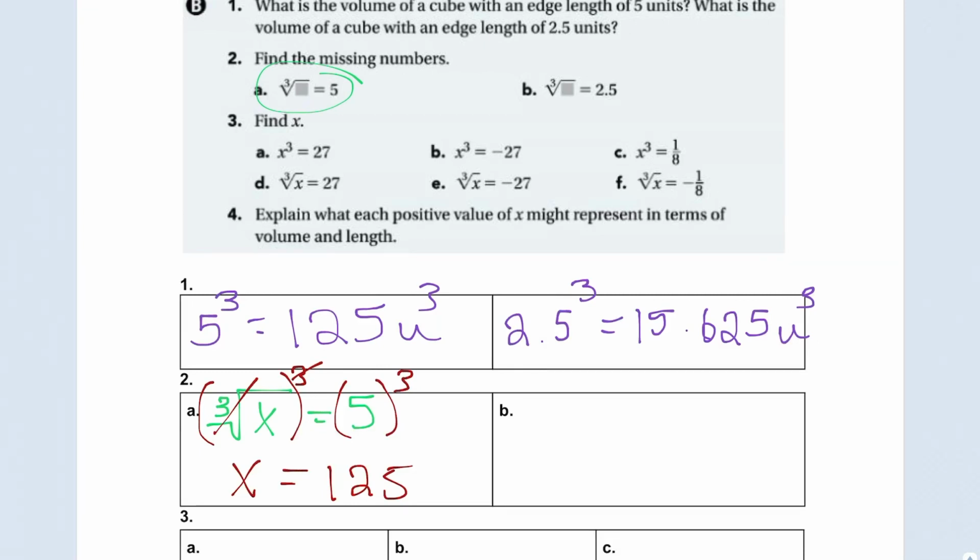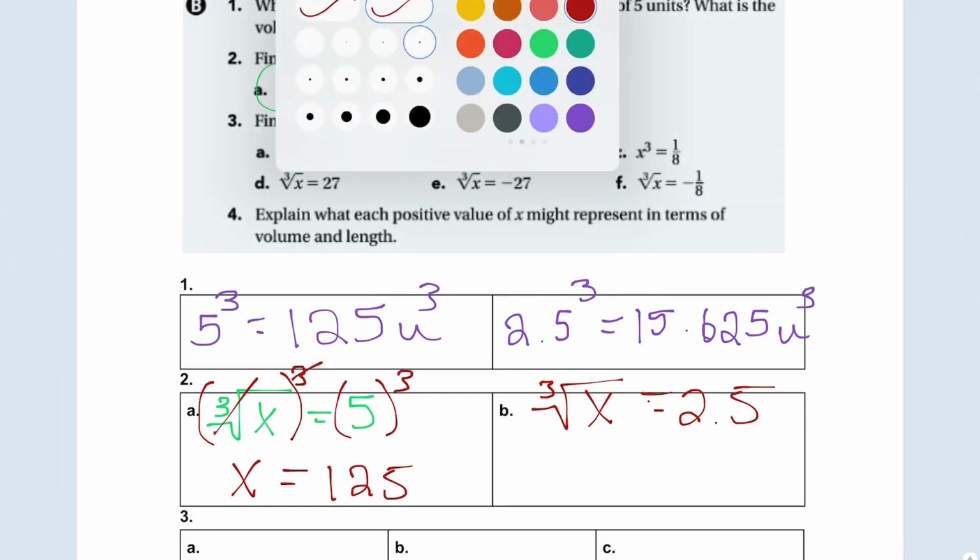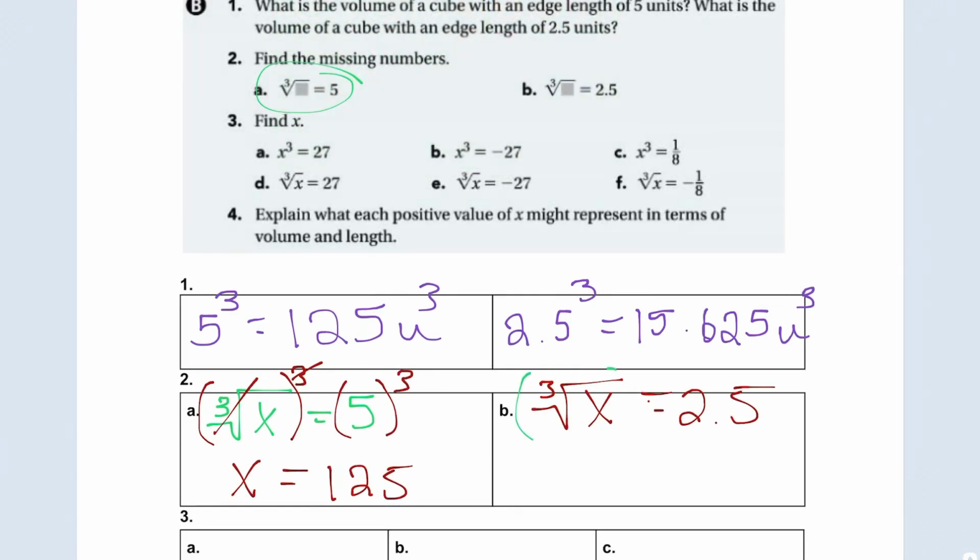Same thing with the next one. For question B, we're going to rewrite the problem as an equation. So the cube root of x is equal to 2.5. And you're going to do the same thing. You're going to use inverse operations to isolate the variable here. So these are going to cancel out. We have x is equal to 15.625. Okay.